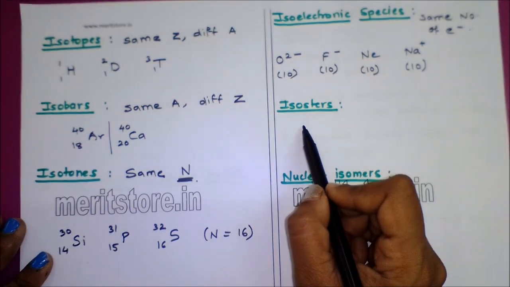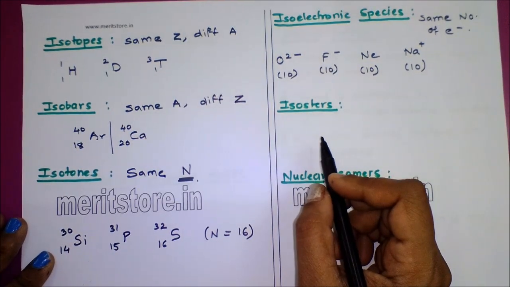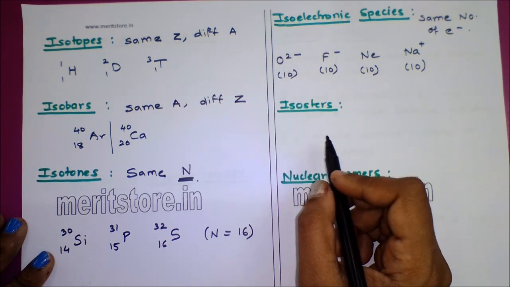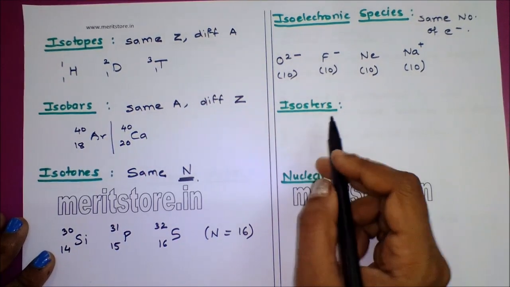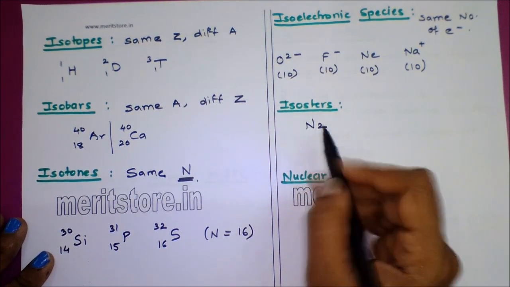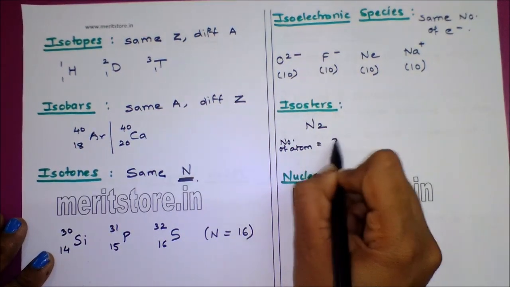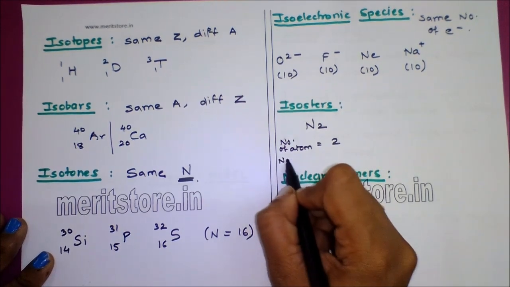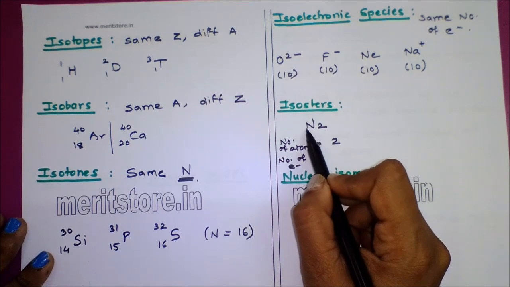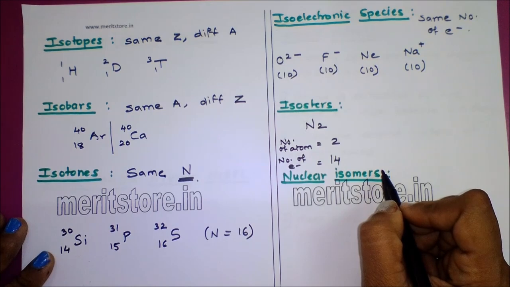The next term that we'll be dealing with is isosters. The molecules having the same number of atoms and the same number of electrons, we call them isosters of each other. For example, let's say N2. When I say N2, the number of atoms over here is equal to 2. When I talk about the number of electrons, each nitrogen contains 7 electrons. So 7 plus 7, that's equal to 14 electrons are present over here.